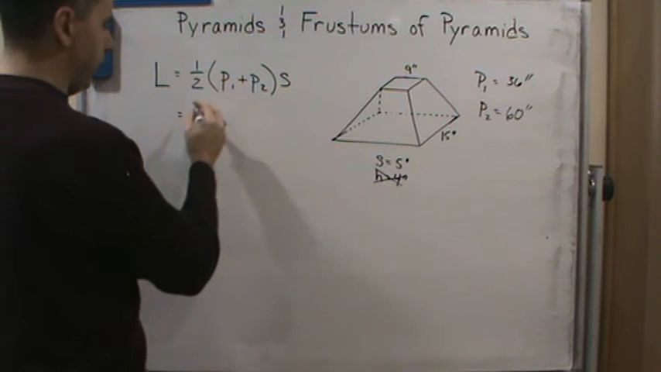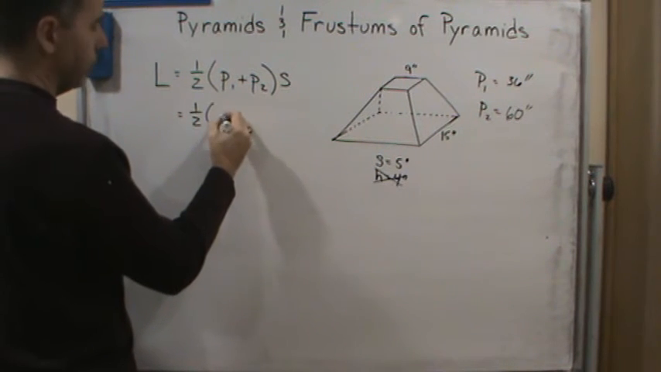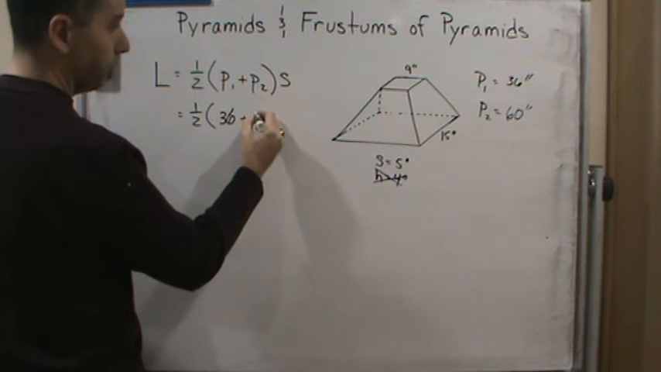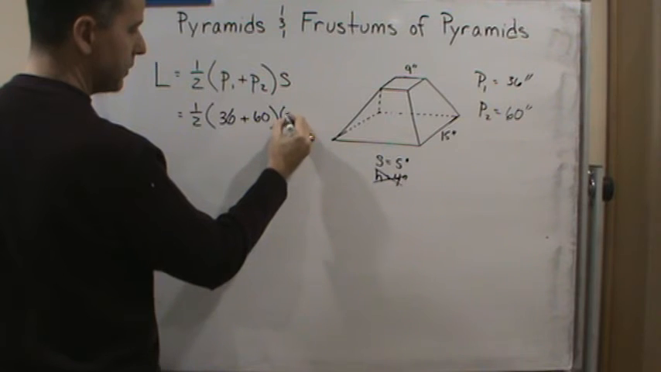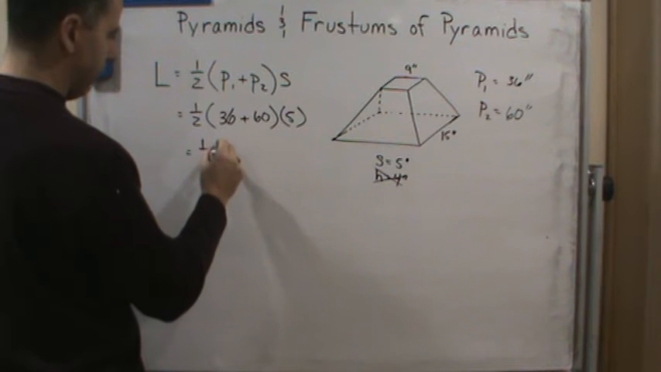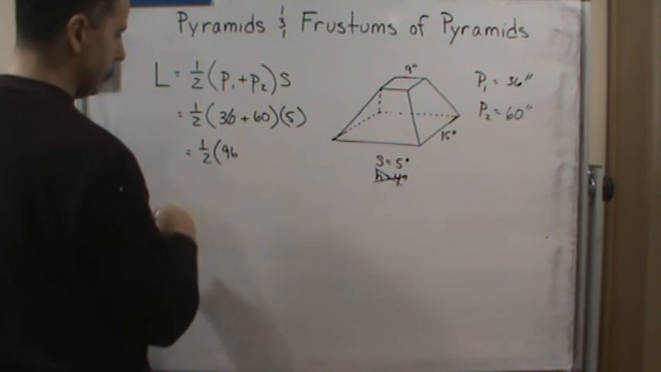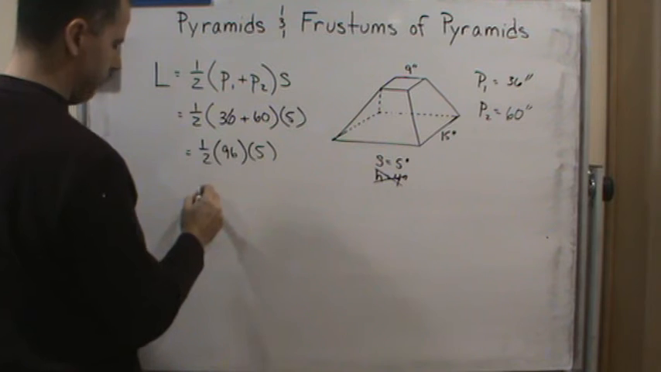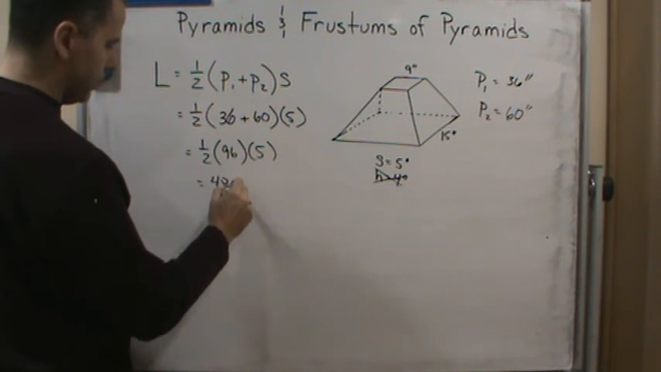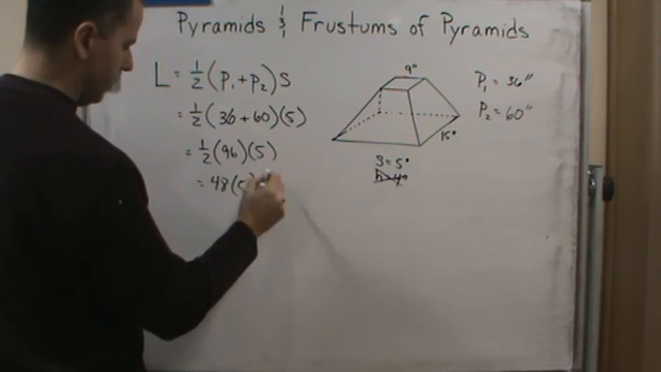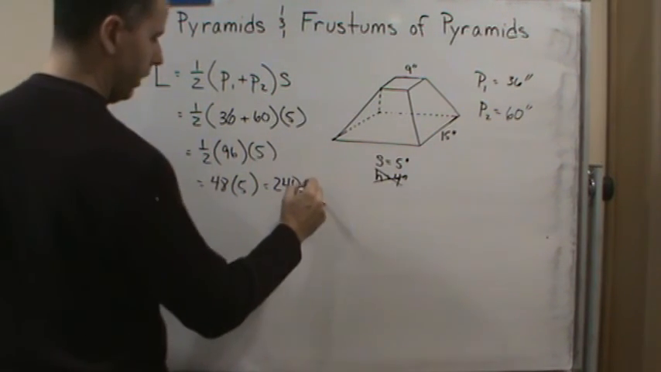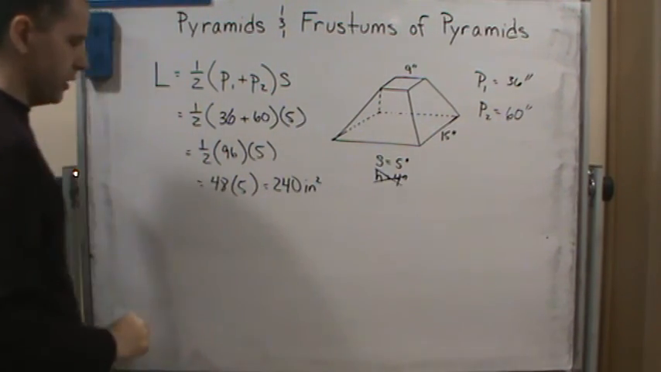And so now we just plug in our values. So it's 1/2 times 36 plus 60, times 5. And so what do we get? We get 1/2 of 96 times 5, which equals 48 times 5, which is half of 480, which is 240 square inches.